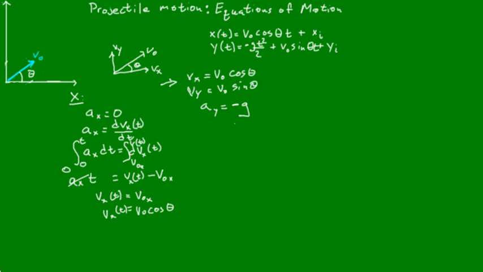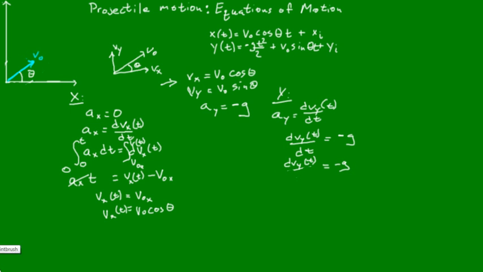Now if we go over here to the right hand side, we can take the y, so we'll label this the y side, and we can do the same thing. We know that ay is going to be equal to dv sub y over dt. We know that this is a function of time, so we can say dv sub y of t over dt is equal to negative g. Now we're going to separate variables. So this is actually going to go to the other side. We'll have negative g dt.